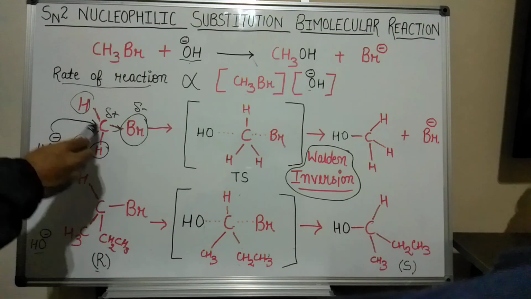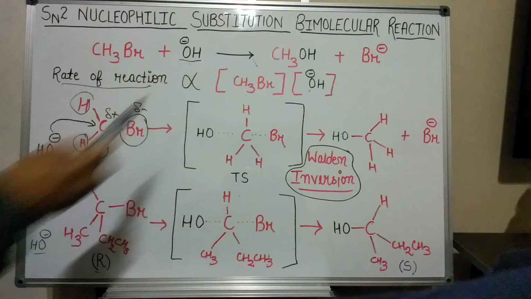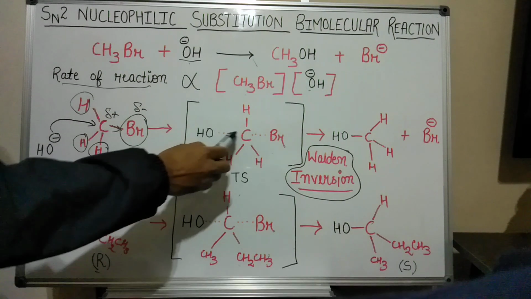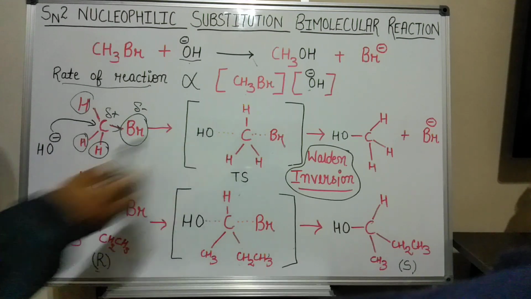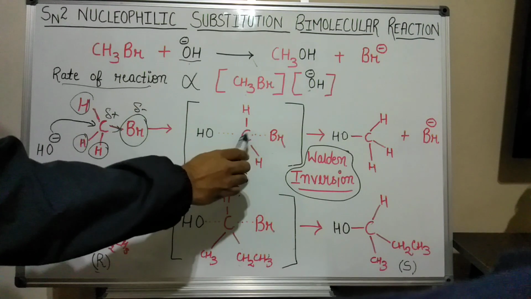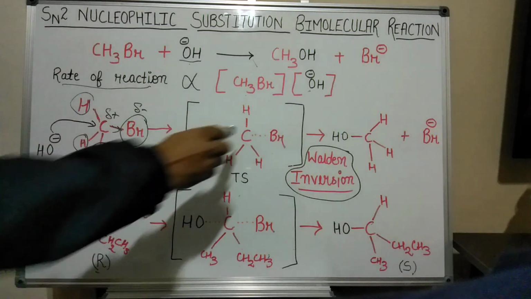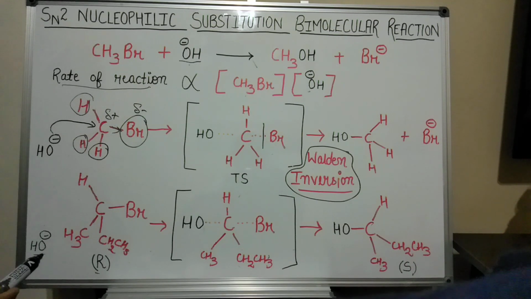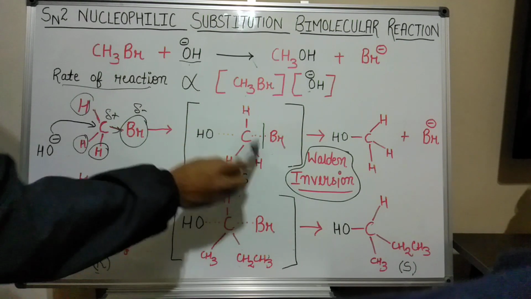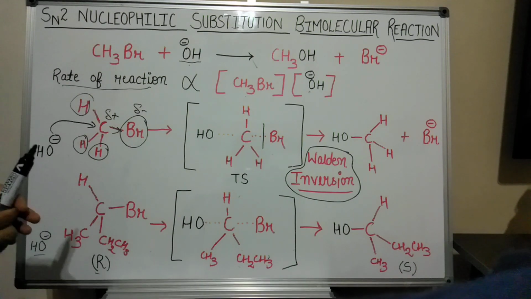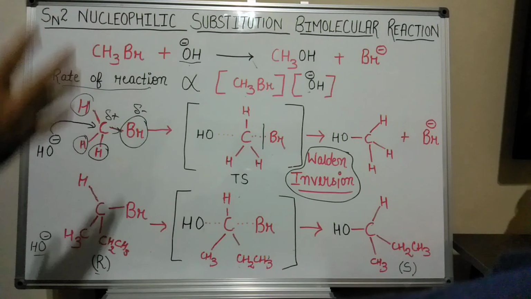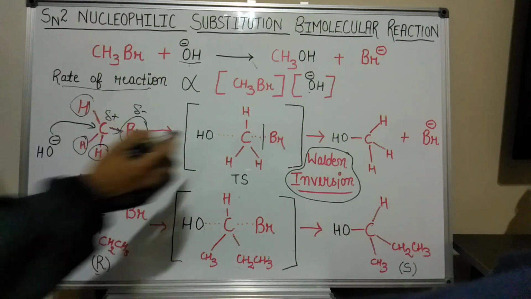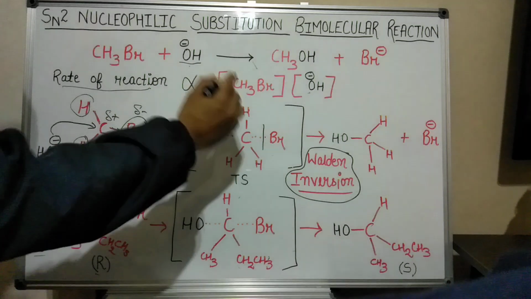So once it attacks on the carbon, it leads to formation of this transition state where you can see that a bond between carbon and oxygen is forming, and at the same time the bond between carbon and bromide is breaking. Another very important aspect of this transition state is that these three hydrogen atoms, although it is not possible to show it in 3D form, are arranged in such a way that they are in one plane.